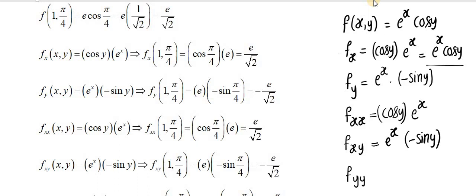Now find out the value of fxy at 1 comma pi by 4. That is, when we replace x with 1, y with pi by 4. So e power 1 is e only, minus sin pi by 4. We know the value of sin pi by 4, that is 1 by root 2. So e into minus 1 by root 2 is minus e by root 2.